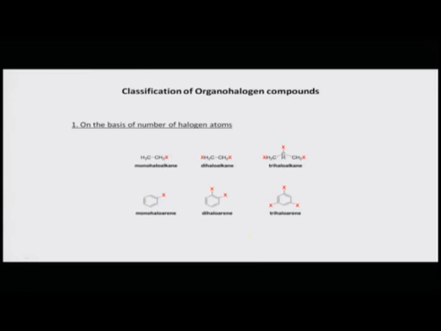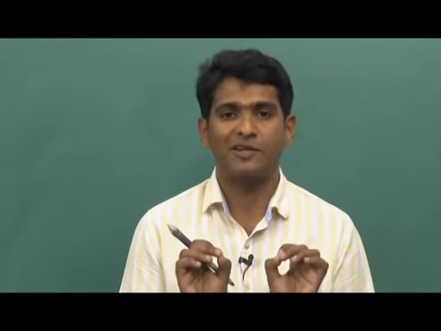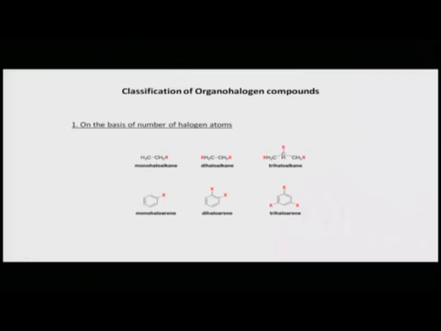Okay. So the most simple classification that we can have is on the basis of number of halogen atoms. When you see an organic compound that contains a halogen atom, we can have a look at them and see how many halogen atoms are present. So I have an ethane molecule that is substituted with a halogen atom here. This is a monohaloalkane, with X meaning either fluorine, chlorine, bromine or iodine.